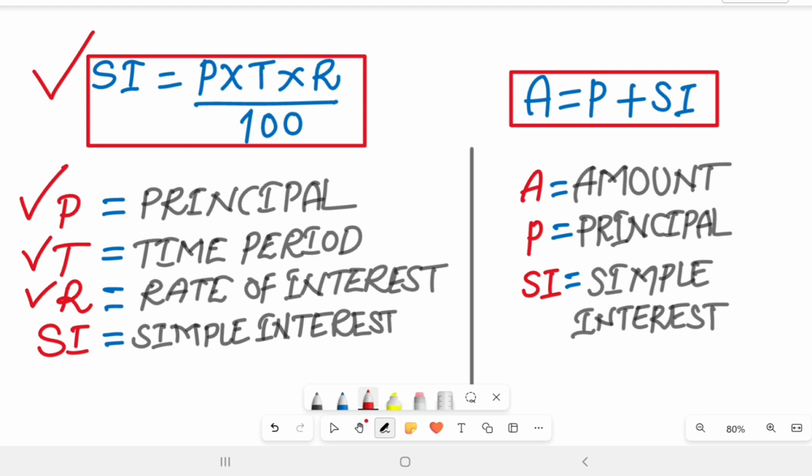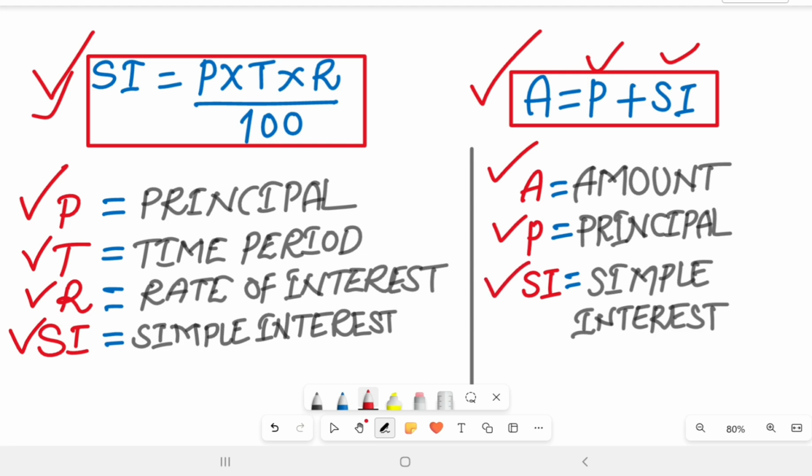Simple interest is the extra amount that we have to calculate using the above formula. This is the extra amount on the principal that we have to give to the bank while paying back the principal amount. To calculate the total amount we need another formula: amount is equal to principal plus simple interest. Principal is the initial loan amount borrowed from the bank, and SI is the simple interest that we calculated using the first formula, right? So amount means the simple interest plus principal.